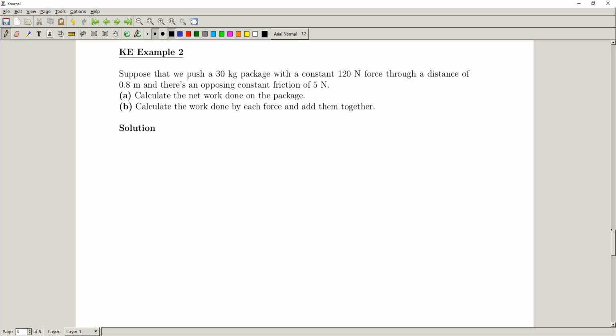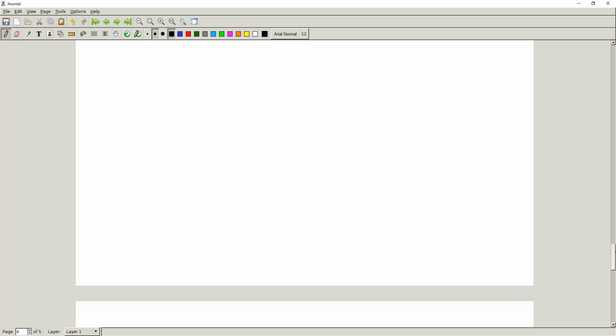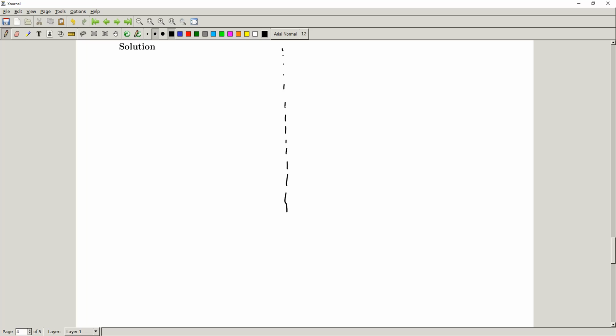Suppose now that we push a 30 kilogram package with a constant 120 Newton force through a distance of 0.8 meters, and there's an opposing constant friction of 5 newtons. Okay, so let me draw this before we get into the questions of what we're going to answer. And I think this one's a little longer, so maybe I will split this page up so I have more room to work with.